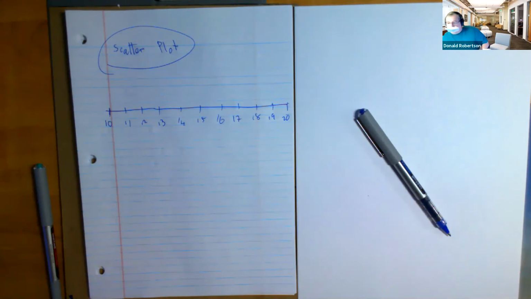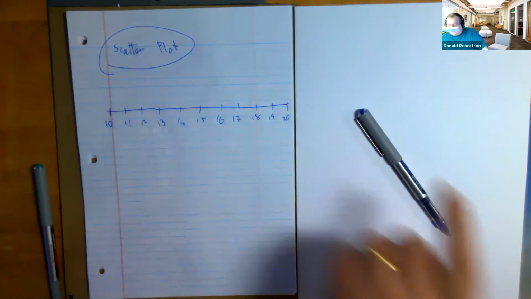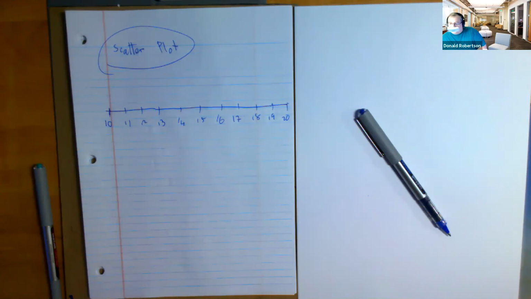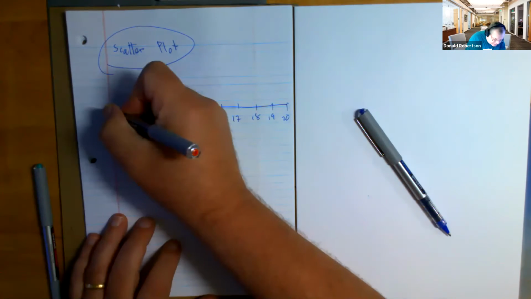Suppose you give a class a quiz, 20 points, and everybody in the class got somewhere between 10 and 20. And you wanted a very quick visual way of representing that information, right? Now, I could just collect it in a frequency table and say 3 of you got 10 and 2 of you got 11 and so on, and that would work. But if you want a visual picture of it, you could do this.